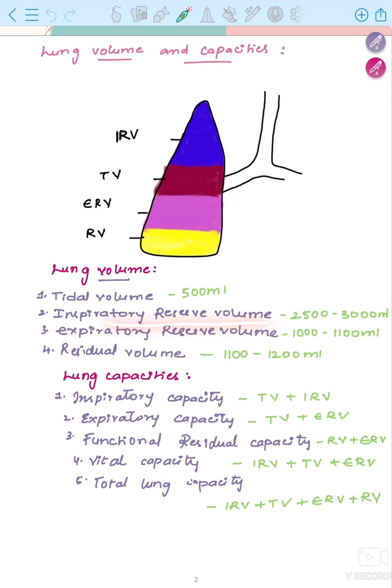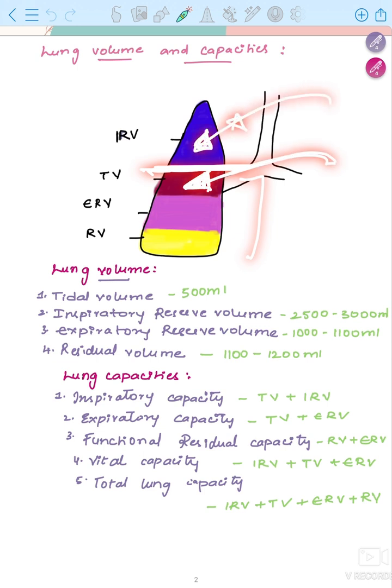See once again, now normal inspiration has taken place. This is the volume of lung accommodated by air. So after normal inspiration, the additional volume of air a person can inspire by forceful inspiration is the inspiratory reserve volume.